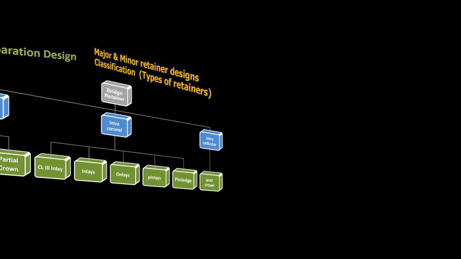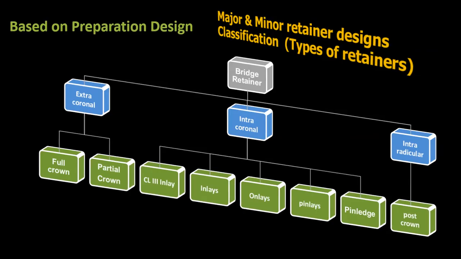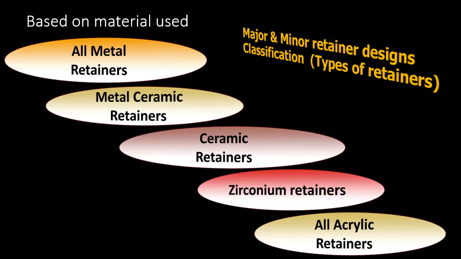Also, it might be classified according to the material used in construction. It might be all metal retainer, or combination material, metal and ceramic, or ceramic alone, نسميه ceramic retainer, or zirconium retainer, or all acrylic retainer. According to material، مثل ما شفنا تقسيمات هذه الكلاسيفيكيشن على الماتيريال، ونعطي الريتينر اسم الماتيريال that is used in its fabrication.